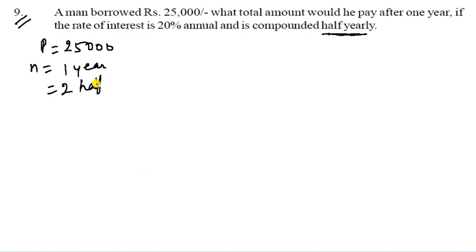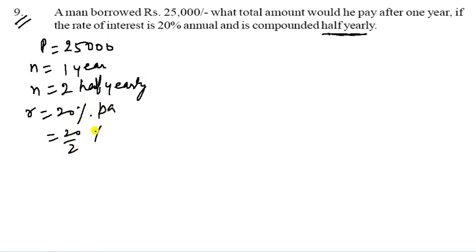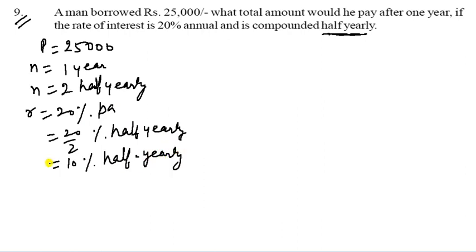So n is equal to 1 year, but it is compounded half yearly, so 2 half yearly. It will be n, and rate is given as 20% per annum, so it will be divided by 2, so 20 upon 2% half yearly. So that is the 10% half yearly. So that one is R.